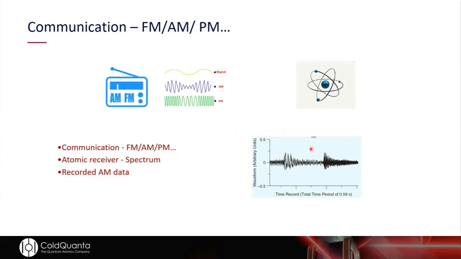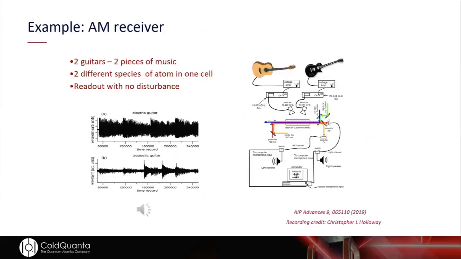Here is an example of an audio signal read by atoms. The audio signal is encoded in a gigahertz wave and AM modulated, and then sent through free space to the atomic media. A real-time guitar recording is a good example of an atomic receiver.